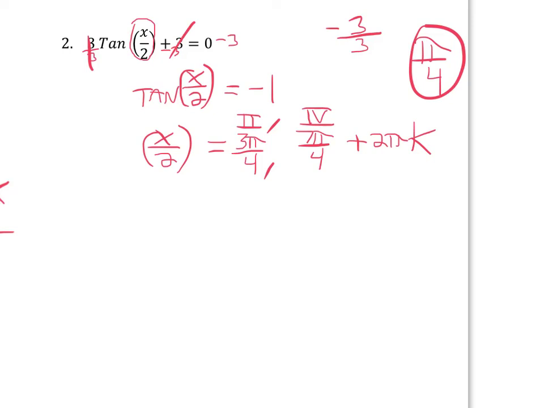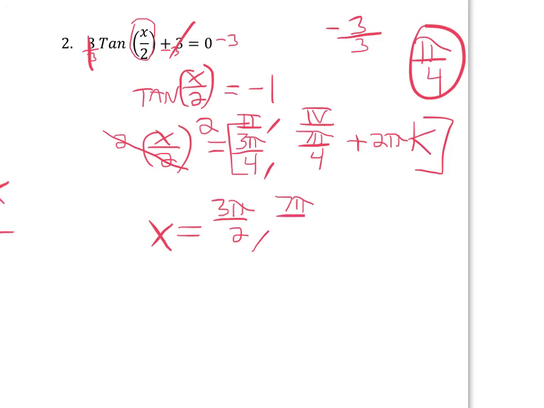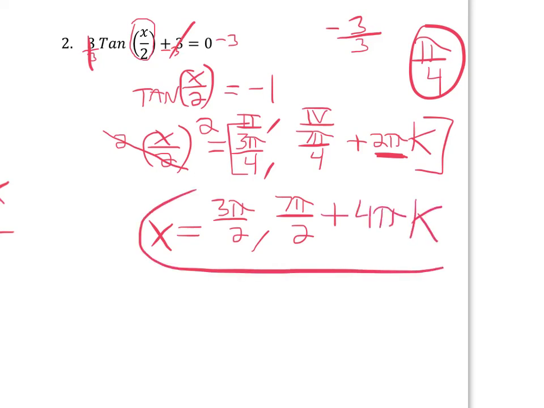Then once you have the angles, the very last step, since it's x over 2, you want to multiply everything by 2, so you get x by itself. When you do 2 times 3 pi over 4, that's 6 pi over 4, which reduces to 3 pi over 2. 2 times 7 pi over 4 reduces to 7 pi over 2. And don't forget to multiply this by 2: 2 times 2 pi k gives you 4 pi k. So this gives you every single answer for all the revolutions in the unit circle.